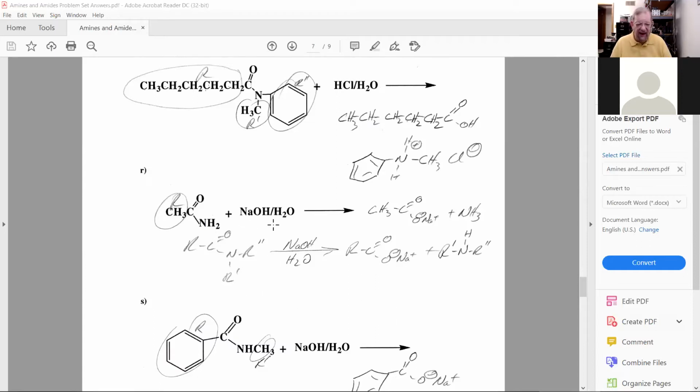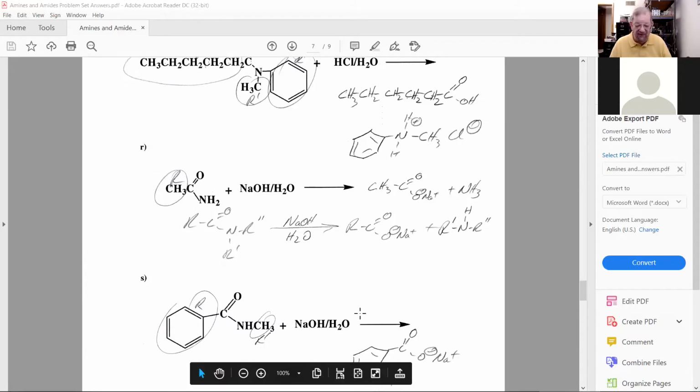Now, if we look at R and S, we have an amide reacting with base and water, base hydrolysis of an amide. Here we get the carboxylate anion of the carboxylic acid you would have used to make that amide. Why? Because the carboxylic acid that's initially formed reacts with the base to form the carboxylate anion. But you also get back the amine you would have used to make that amide. Remember, R prime and R double prime, either one or both, can be hydrogen.